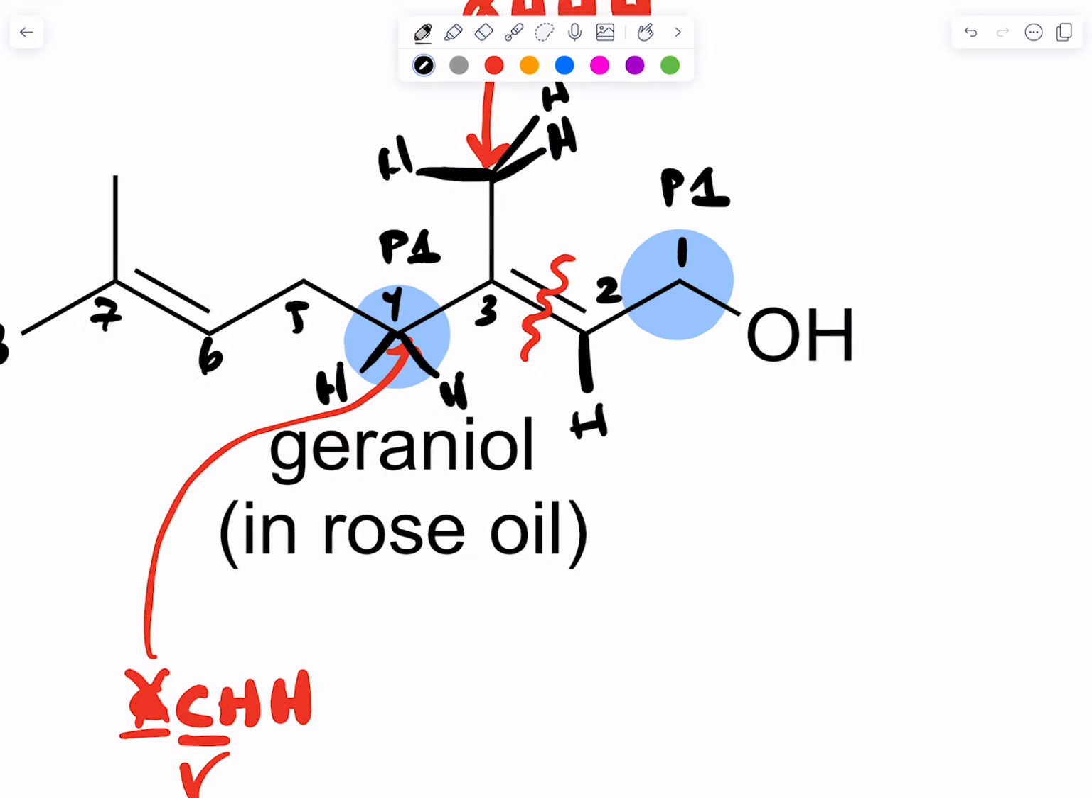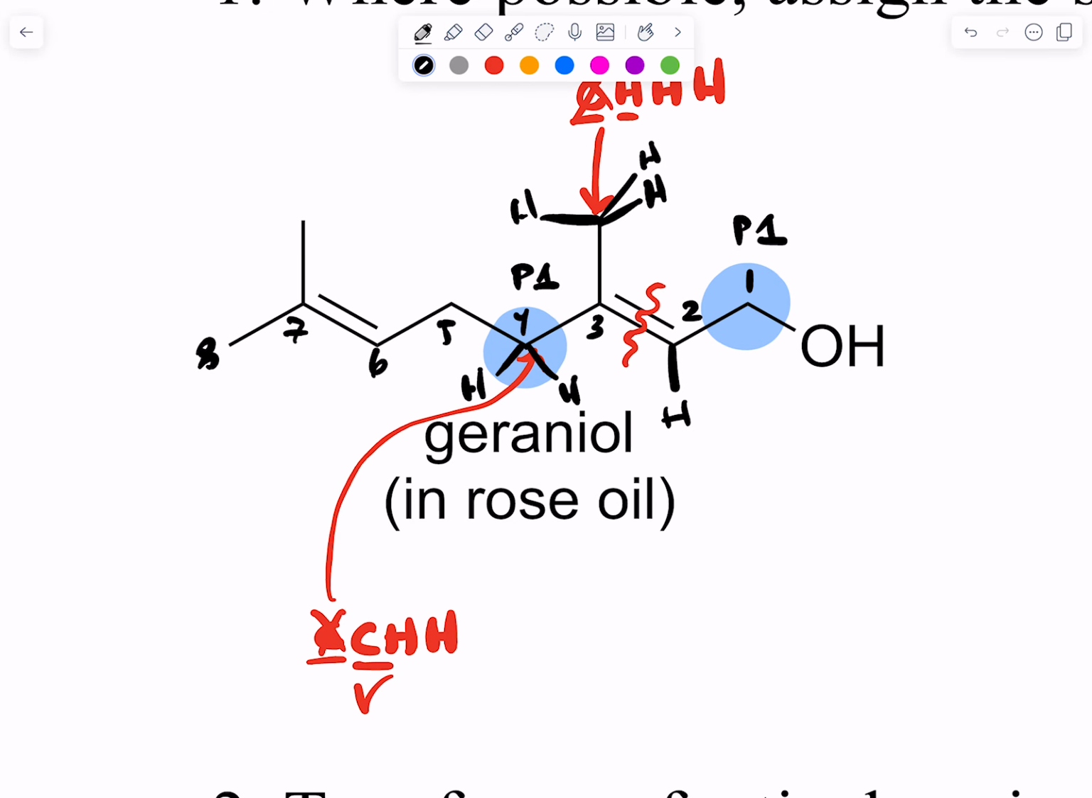Therefore, what is the correct configuration between 2 and 3? E, good. All right, now do that for the pi bond between 6 and 7. Go ahead. So E just means they both have a priority 1 bonded to the final carbon?